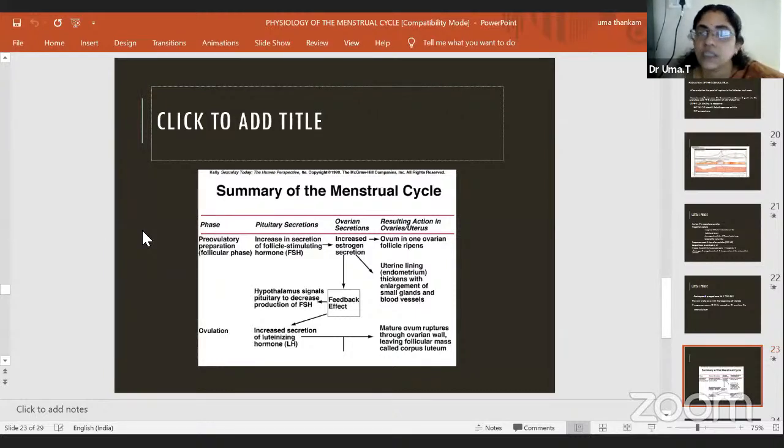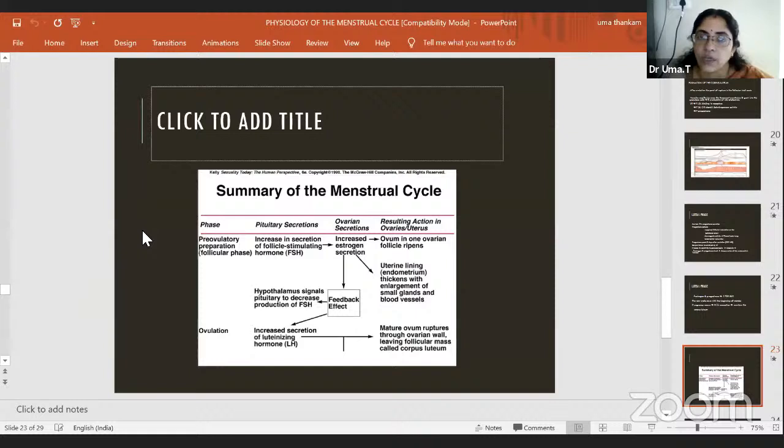It causes a decrease in the FSH secretion. Later on, when it reaches a certain threshold level, around 48 hours or so before ovulation, it causes a positive feedback on the pituitary and causes an LH surge. And 36 hours after the LH surge, you have ovulation occurring.